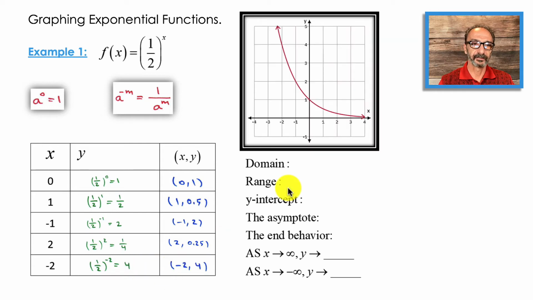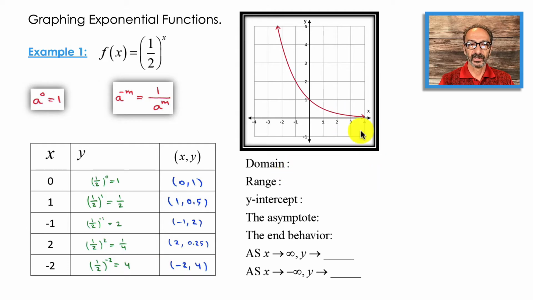Here's the graph. (0, 1), we can see it. Negative 1 will take me up to 2. Negative 2 will take me up to 4. And the decimals right here, as you can see, 1 is 0.5 right there, and 2 will be 0.25. That's like a quarter right there.